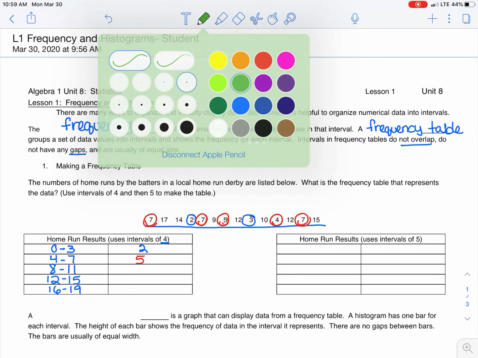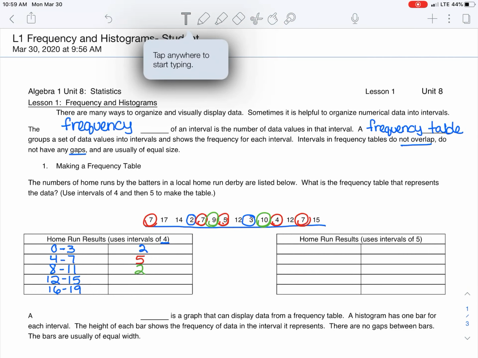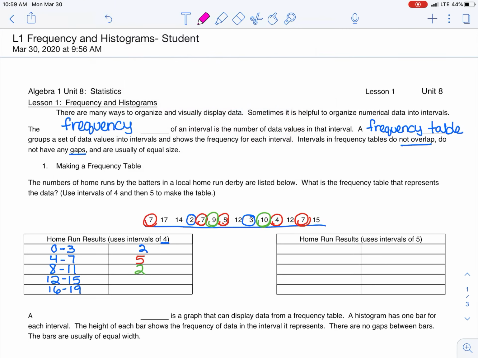Change colors again here. This time we're looking for numbers between 8 and 11. So we have 9, 10, and those are only 2 numbers between 8 and 11. So we have 2 numbers. We'll go pink. So then we have 12 to 15. So 14 is between those. 12, 12, and 15. So we have 4 numbers that are between 12 and 15.